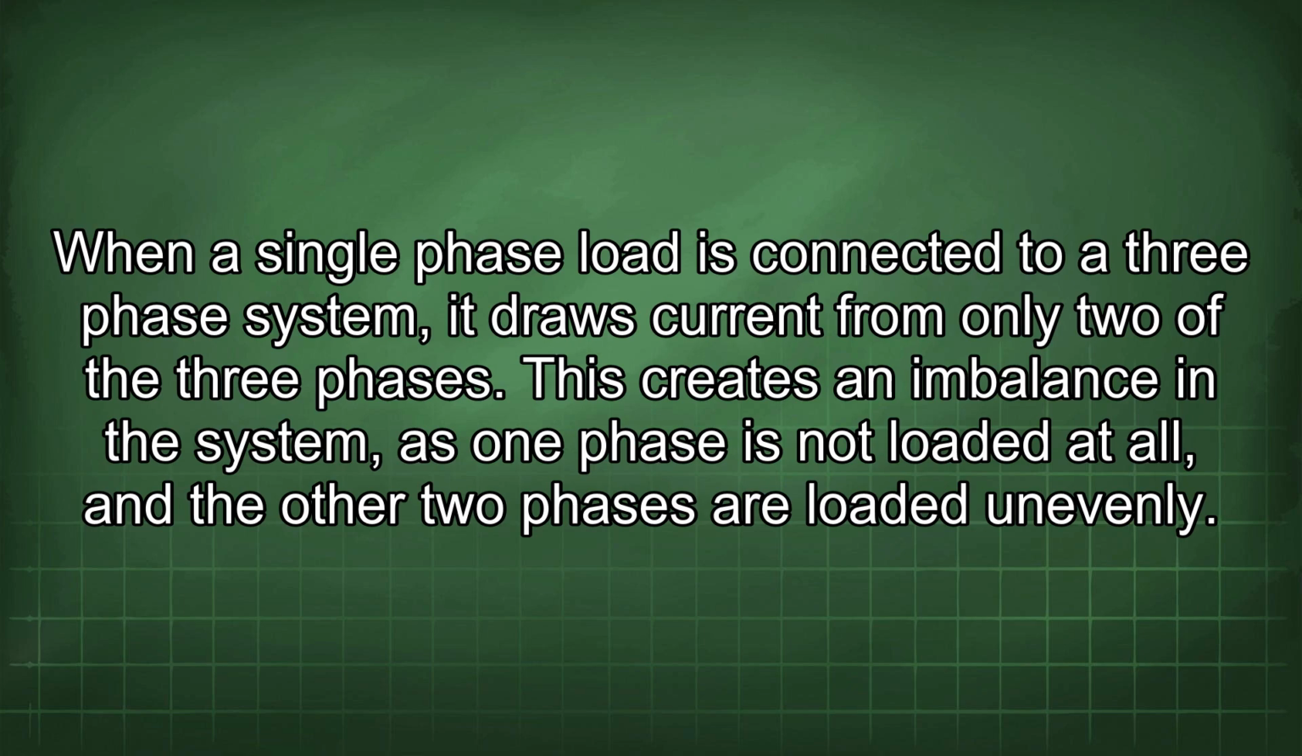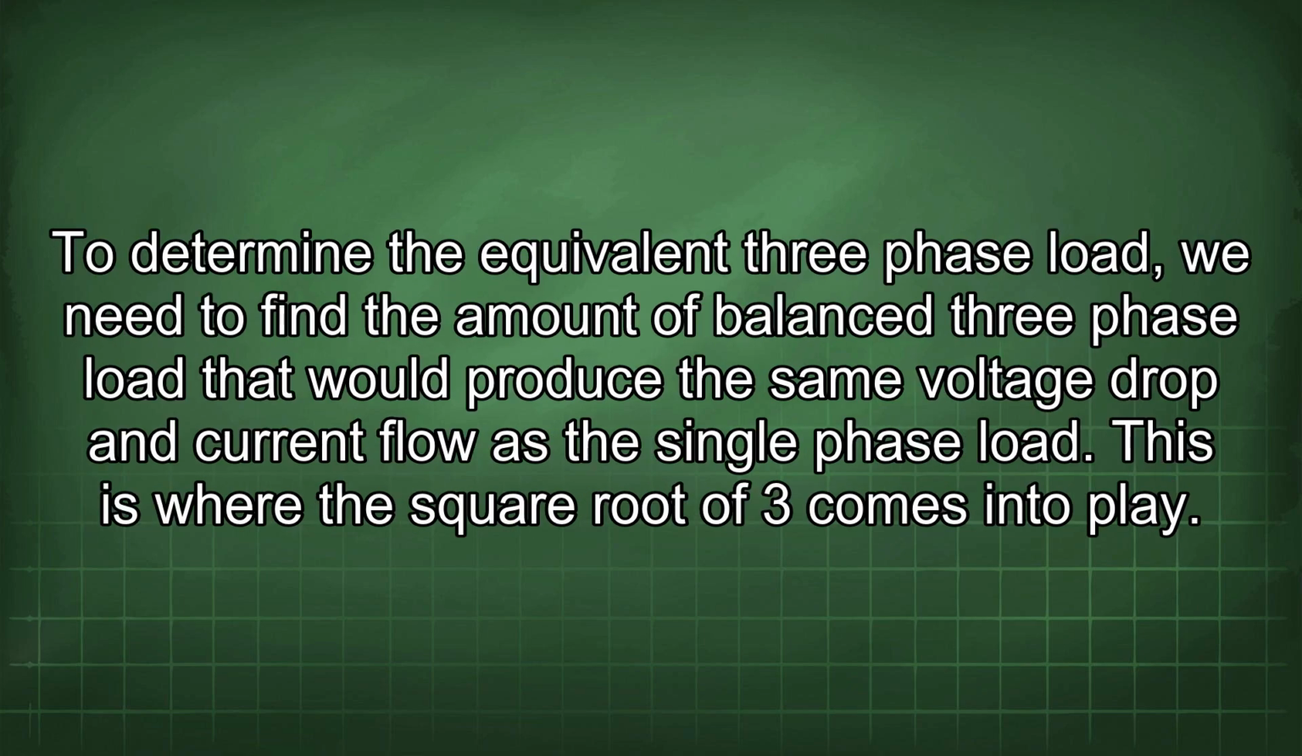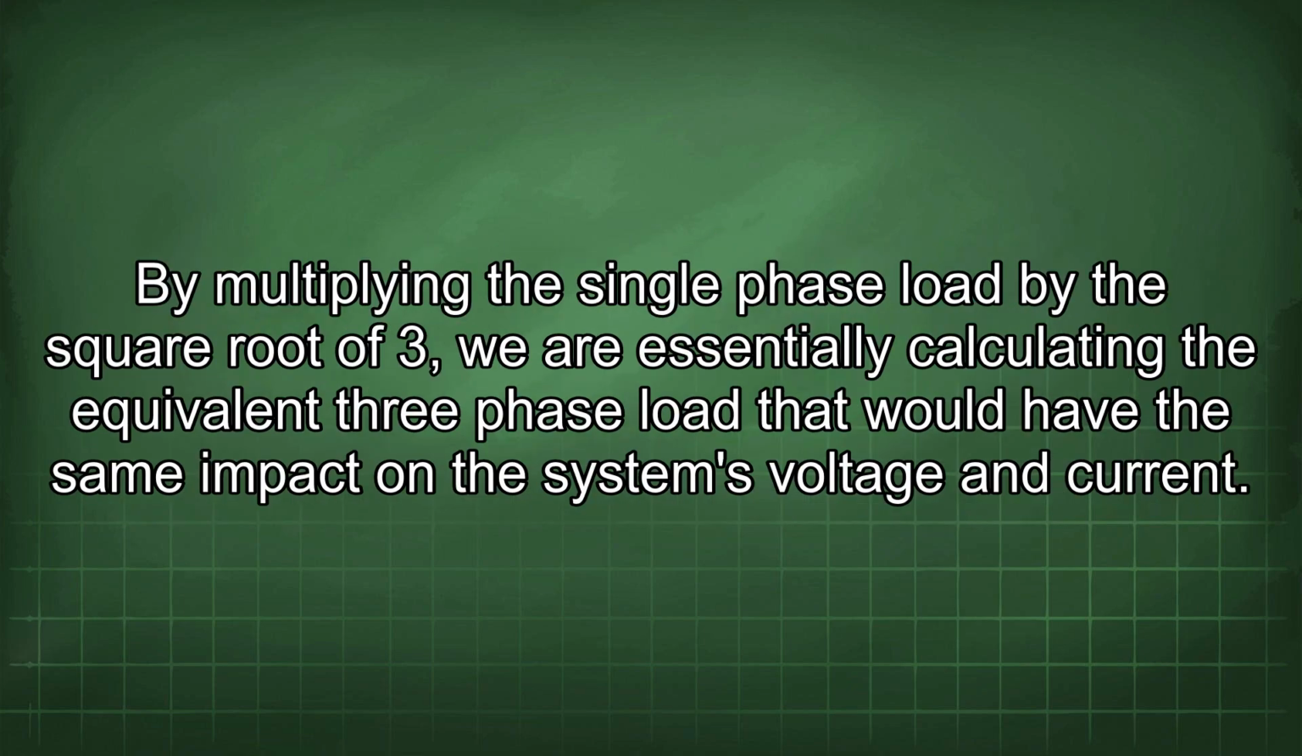are loaded unevenly. To determine the equivalent three-phase load, we need to find the amount of balanced three-phase load that would produce the same voltage drop in current flow as the single-phase load. This is where the square root of 3 comes into play. By multiplying the single-phase load by the square root of 3, we are essentially calculating the equivalent three-phase load that would have the same impact on the system's voltage and current.